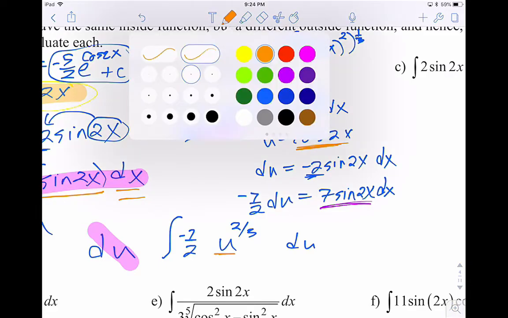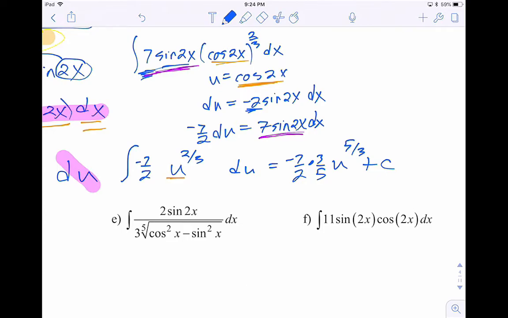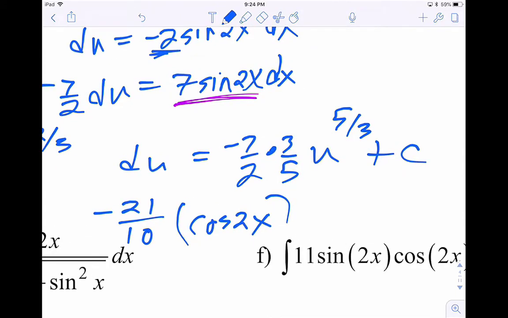And so I integrate that bad boy, which means add 1 to the power. So you get negative 7 halves, and that's u to the 2/3, add 3/3 to it, so that'd be 5/3, and then divide by that. So it's u to the 5/3, and then divide by 5/3, which would be multiplying by 3/5 plus c. And when you do that, you get a pretty goofy looking antiderivative, but it's not too bad. It's negative 21/10, and then u is actually, of course, our cosine of 2x, all to the 5/3 plus c. Done.